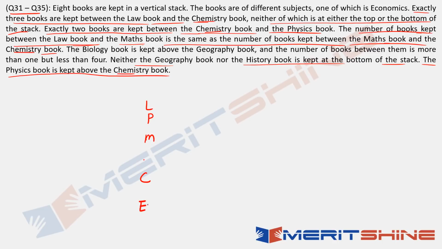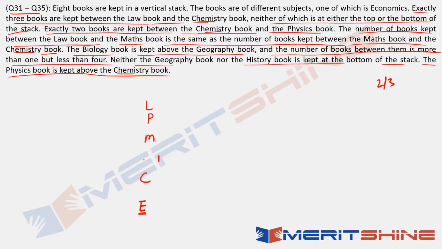I do not know if there is something in between or not, and just mark it like that. It means that this is the bottom here. What else can we do here? Now we can use this one. The biology book is kept above the geography book, and the number of books between them is more than 1 but less than 4. What is this more than 1? More than 1 is 2, less than 4 is 3. So it's either 2 or 3 between biology and geography. So one way is that you put this one here, geography here and biology here. Is there any other way?